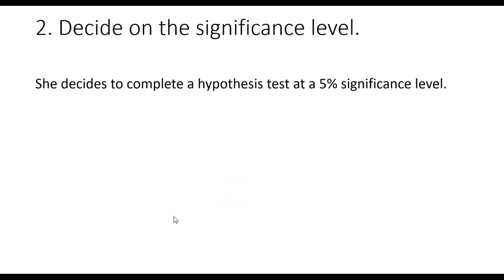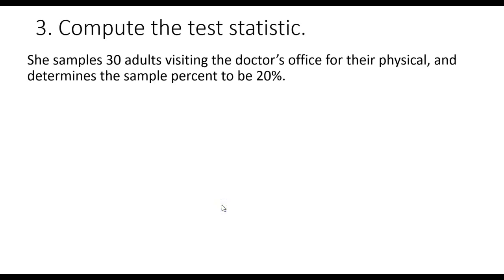Moving on to our level of significance, we are told that we are at a 5% significance level, so we will use alpha equals 0.05. And now we are on to the test statistic. Remember that we are dealing with 25% as our expected percentage. Our sample size is 30 and our sample percent is 20%. So our p prime here is 0.2, our p naught is 0.25, and our sample size is 30. So we've got the 3 values that we need.